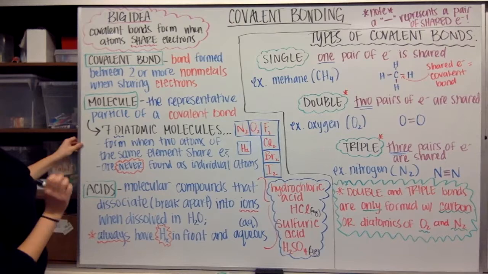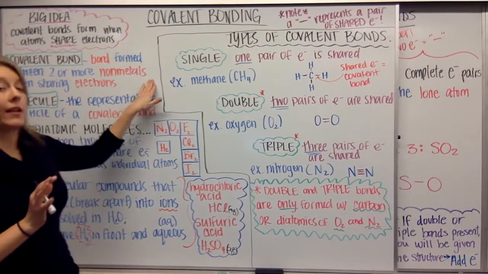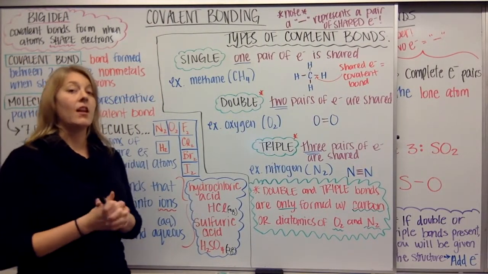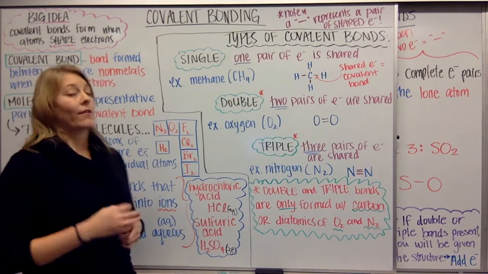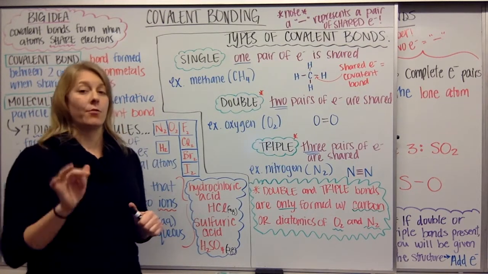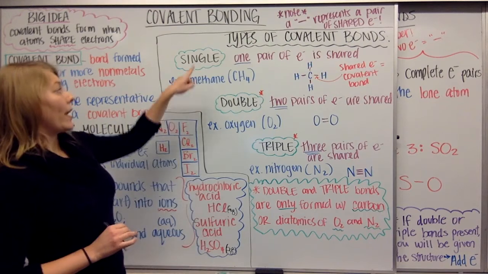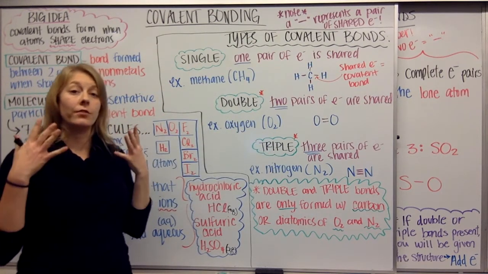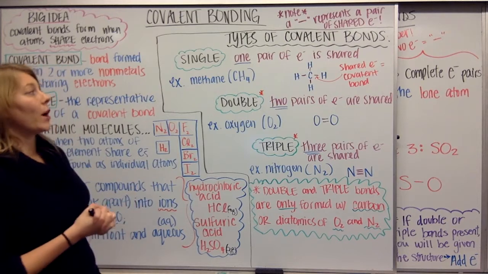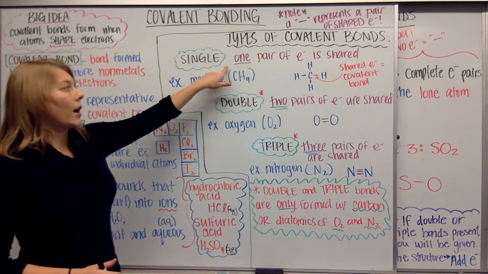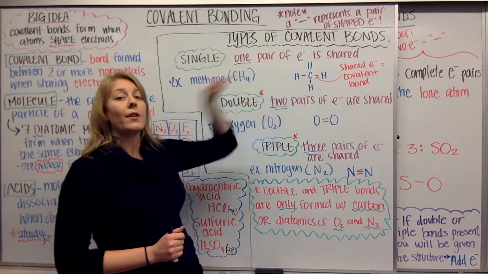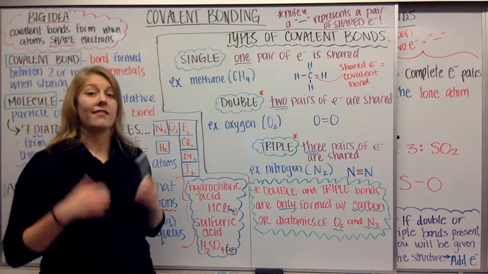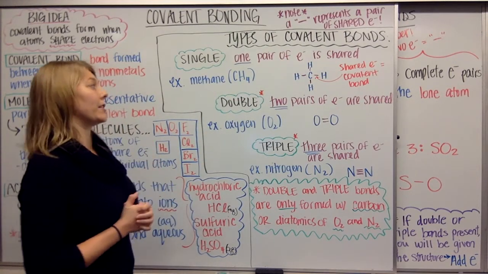Now, when we're looking at covalent bonds, there's a couple things that we see with the actual bonds themselves. We have 3 types of covalent bonds: a single bond, a double bond, and a triple bond. So right now we're thinking in terms of Lewis structures. What kind of bonds do we see? A single bond is one in which 1 pair of electrons is shared. So we're still sharing electrons, only 1 pair is shared.